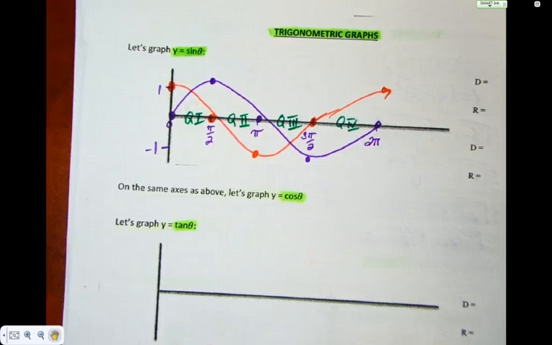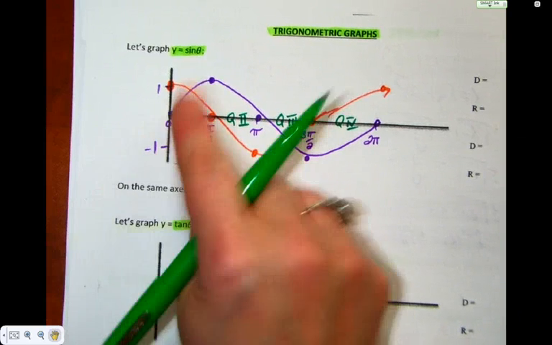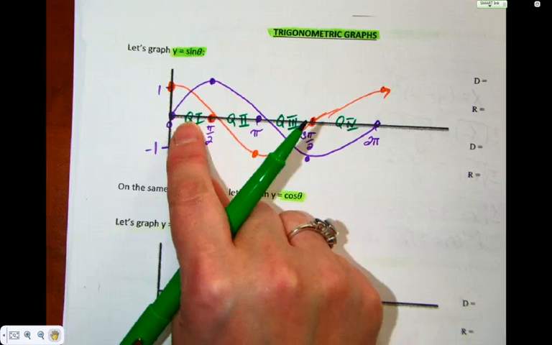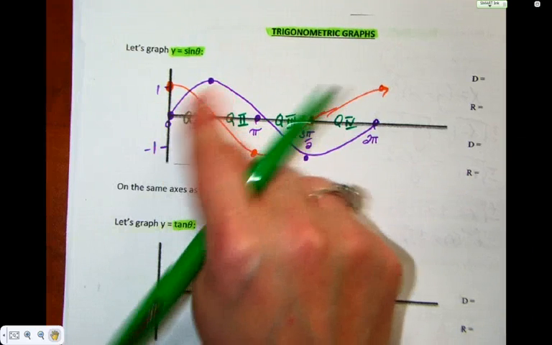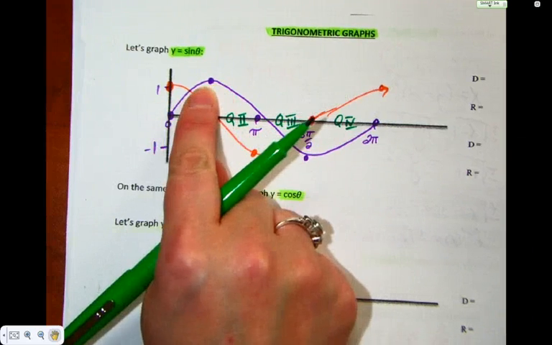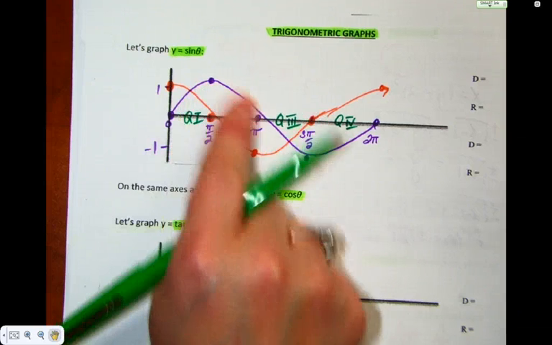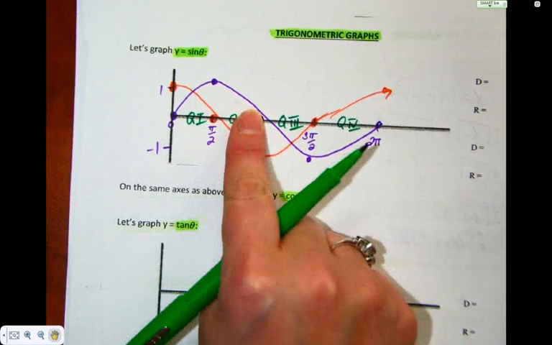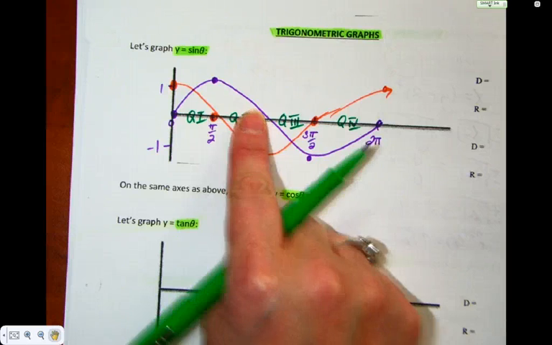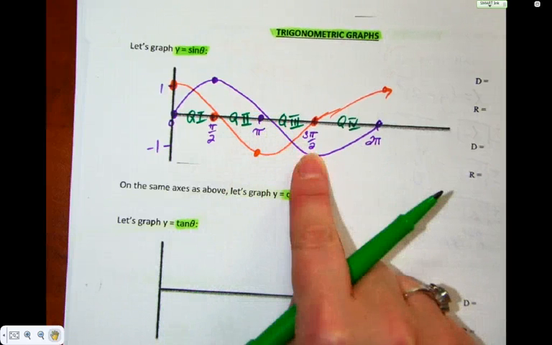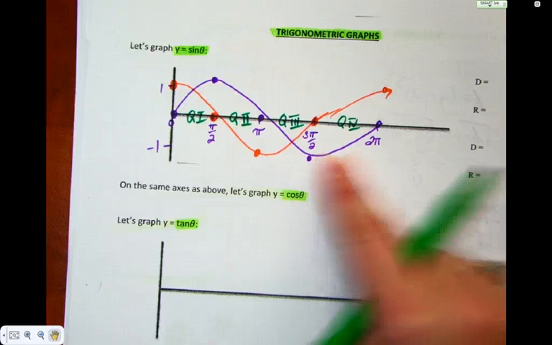Now let's talk about the CAST rule. What do you know about sine in quadrant 1? And that's why it's above the x-axis. What do you know about sine in quadrant 2? Still above the x-axis. What do you know about sine in quadrant 3? And this is why it's below the x-axis, and in quadrant 4, below.